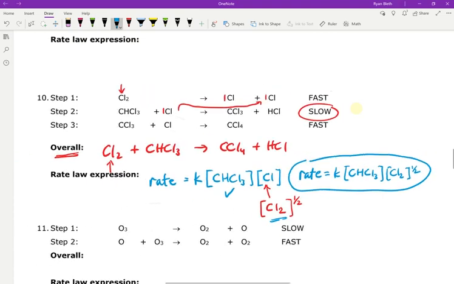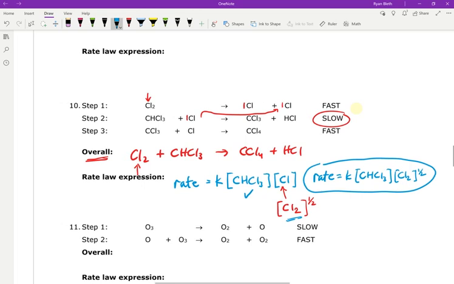It includes reactants from the slow step that are also reactants in the overall reaction, that is CHCl3. And then it includes the reactants that led to the formation of any intermediates that are part of the slow rate determining step. And Cl2 is a reactant that led to the formation of the chlorine radical, which was a reactant in the slow rate determining step.